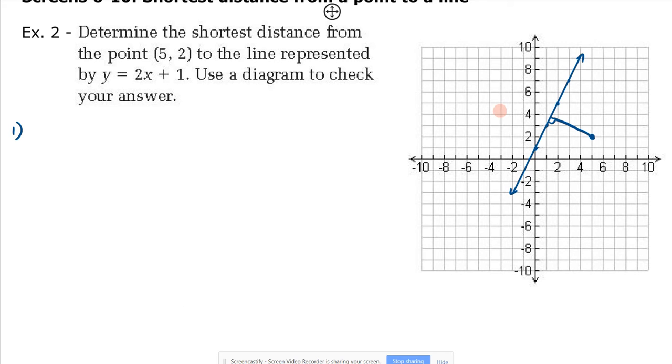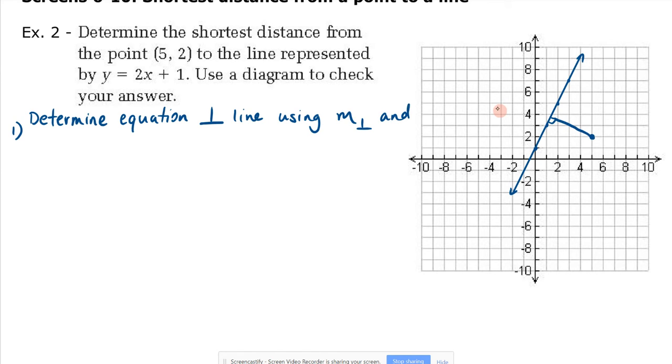So step one says determine the equation of this perpendicular line. So again, the upside down T means perpendicular line. So perpendicular line using the perpendicular slope and the point. And which point? 5 comma 2, because that point is going to be on that perpendicular line.